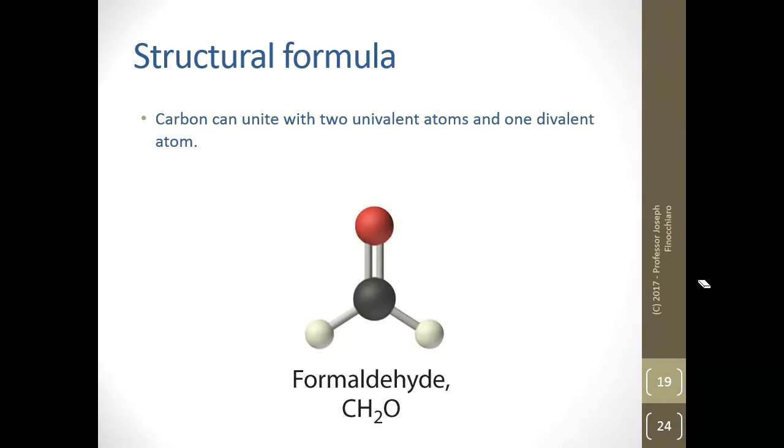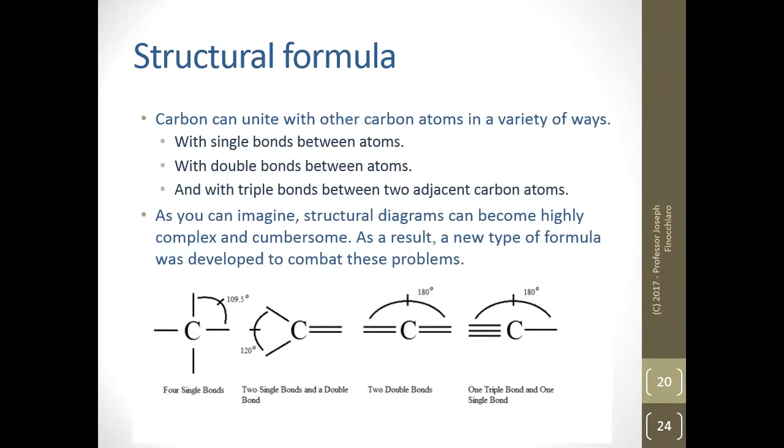It can unite with 2 univalent atoms and 1 divalent atom. So in this case, CH2O, we have carbon. It's sharing 1 atom each there, 2 atoms right there. It can unite with carbon atoms in a variety of ways, single, double, or even triple bonds between itself. And as you can imagine, structural diagrams can become highly complex and cumbersome.